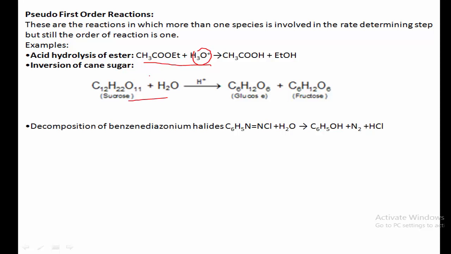Hence we say the order of reaction is experimentally determined. It cannot be determined theoretically, but molecularity can be determined theoretically. Another example is the decomposition of benzene diazonium halides. So these are some examples of pseudo first order reactions.